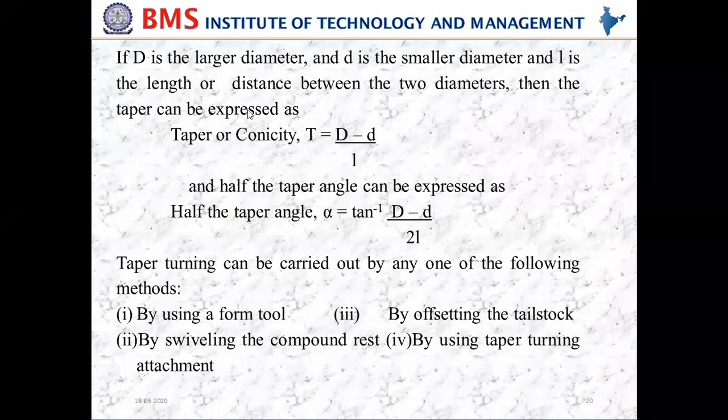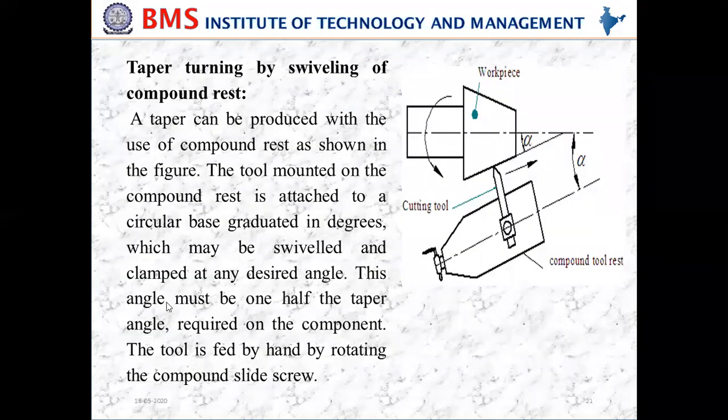Tapering can be obtained by any one of these methods. So how are we going to calculate the taper turning angle? As I told you, the cutting tool is moved at an angle of alpha to the axis of rotation. How do we calculate that alpha? If D is the large diameter, d is the smaller diameter, and L is the length of the taper, then taper is defined as (D minus d) by L, and the taper angle alpha by 2 is equal to tan inverse of (D minus d) by 2L. Using this equation, we can find out how much angle the cutting tool has to move with the axis of rotation.